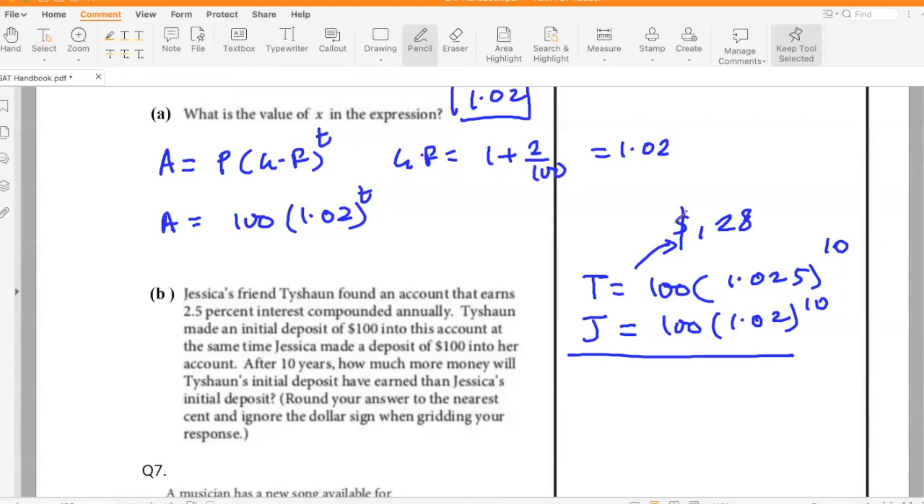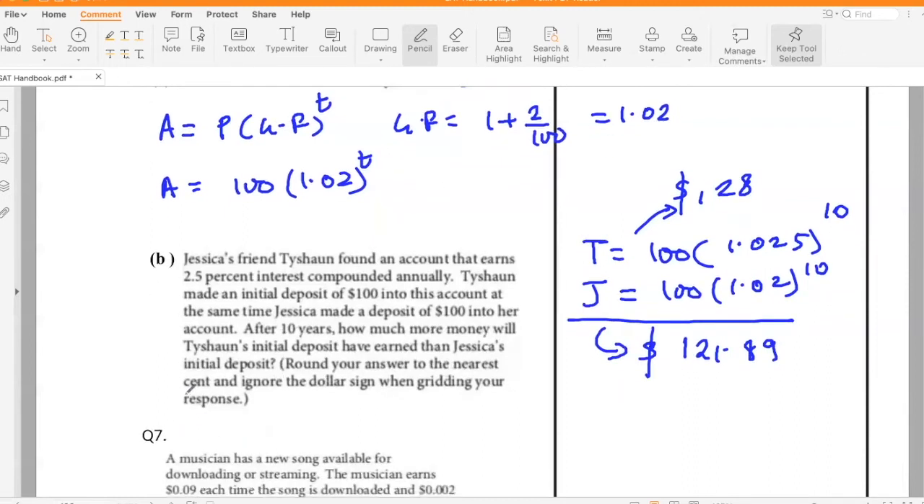And for Jessica, it would be 1.02 to the power 10, and that multiplied by 100. So that comes to 121.89 almost. So that's 121.89. Okay, and you have to give the difference rounded to the nearest cent. So that would be 128 minus 121.89. So that's 6.11. So $6.11.